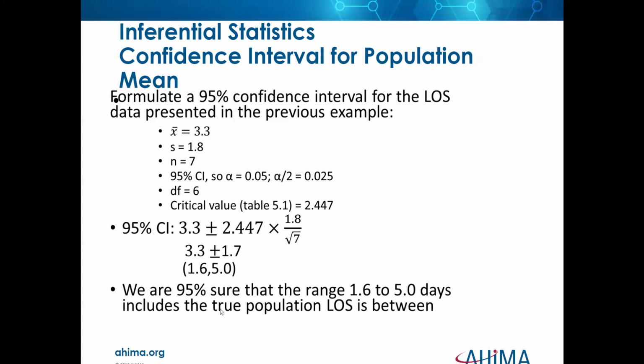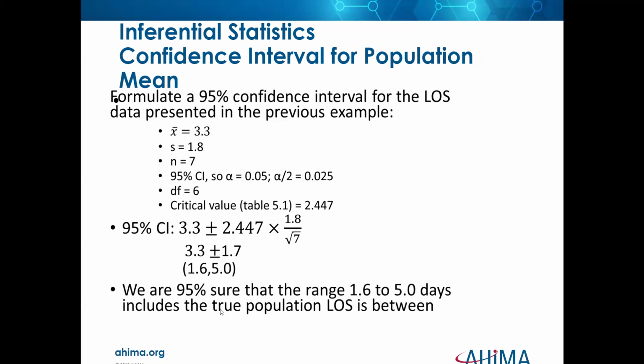So with their example, we have an average of 3.3, standard deviation 1.8, number of observations 7, and a 95% confidence interval. So we get 0.05 divided by 2, and then it's 0.025. So the critical value gives us 3.3 plus or minus 1.7.